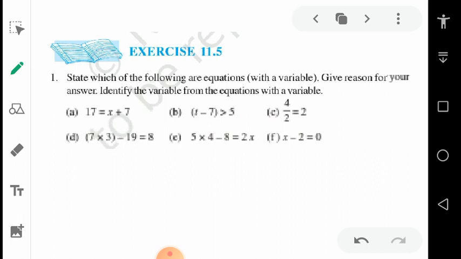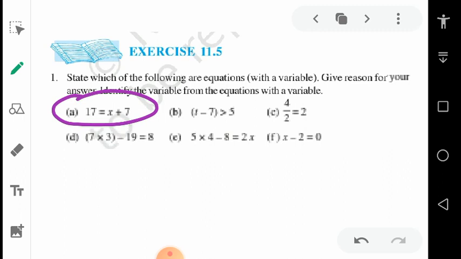Now the first thing you should remember is that in an equation there is always an equal sign. If the equal sign is not there, this is not an equation. If there is an equal sign, it is an equation. So in the first case it is given 17 equals x plus 7. Now as there is an equal sign, yes, this is an equation. And what is the variable? The variable is the one whose value is not known. So we don't know what x is. Now it is an equation in x.